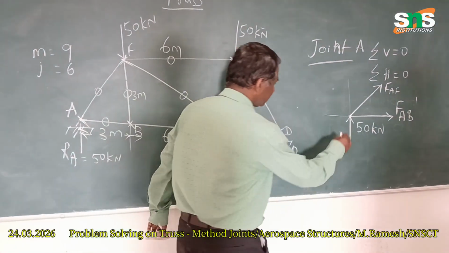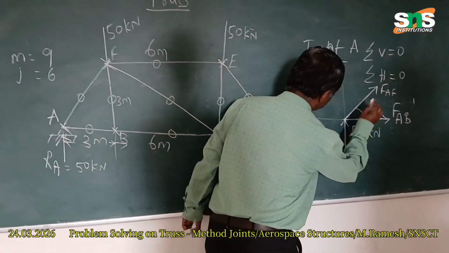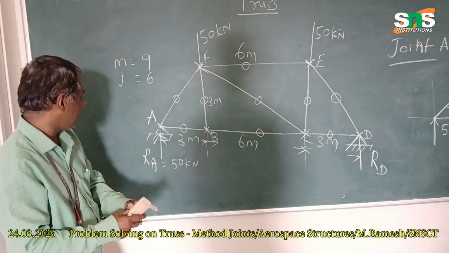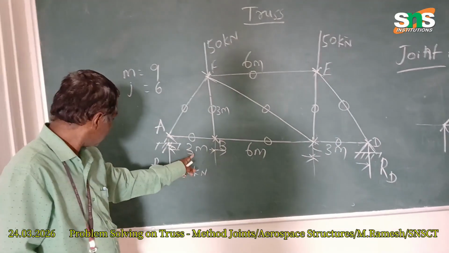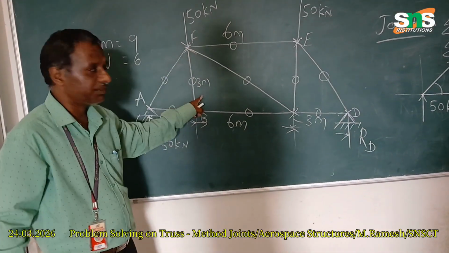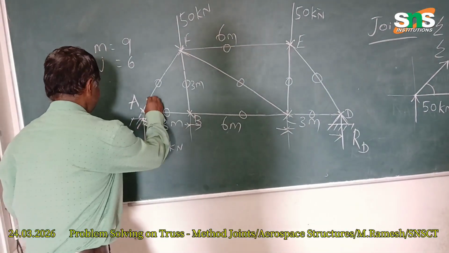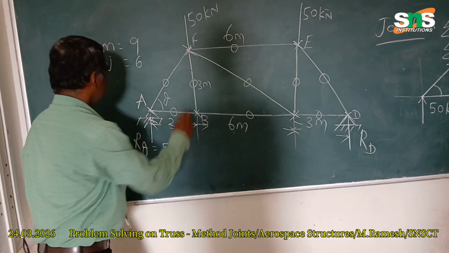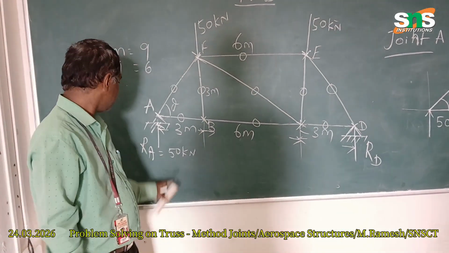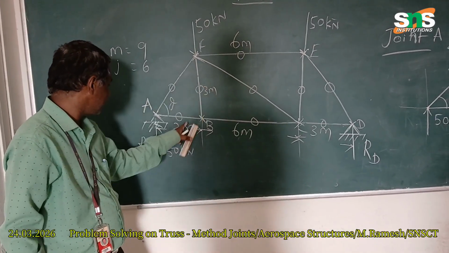Then what about the inclination here? Since it is a right angle triangle, the angle is not given, but we have AB as 3 meter and BF also 3 meter. What about this angle theta? This theta is to be found out. How to find? We can use trigonometry. This is opposite, this is adjacent.